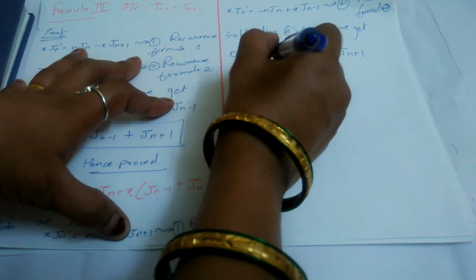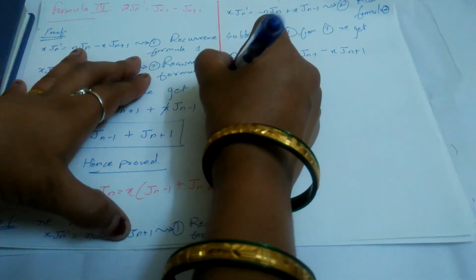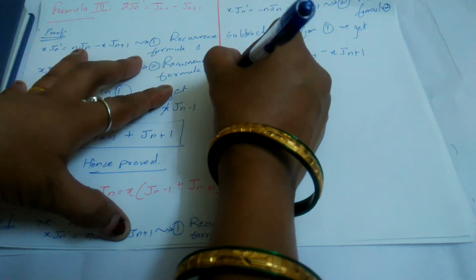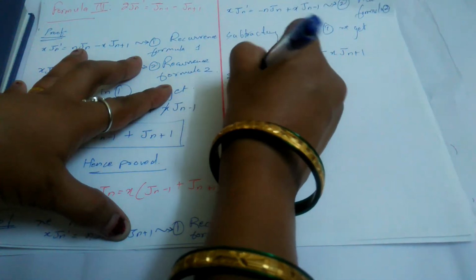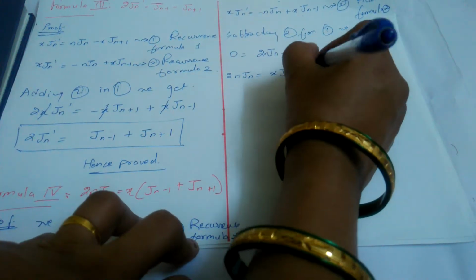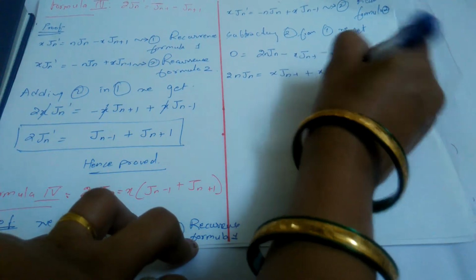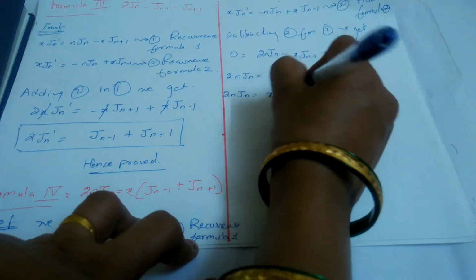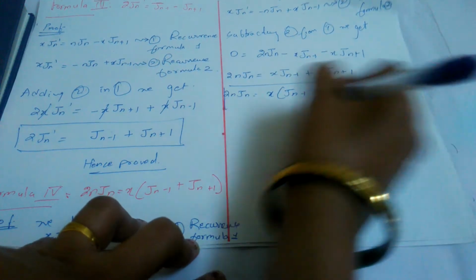As a result, this term I will take to the LHS side. So this will also be minus, but I'll cancel out all the subtraction signs. So 2n Jn is equals to x Jn minus 1 plus x Jn plus 1. As a result, 2Jn is equals to x bracket Jn minus 1 plus Jn plus 1. Hence proved.